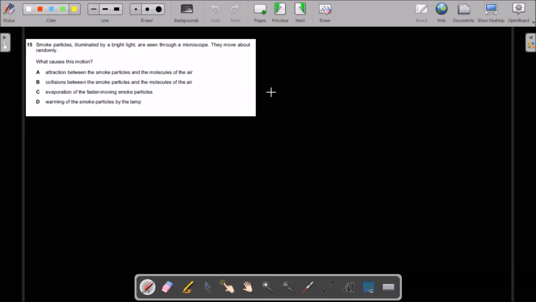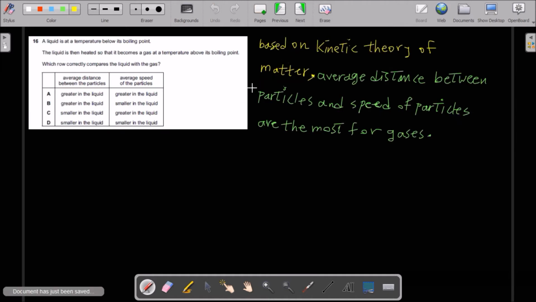We know that in Brownian motion, smoke particles are hit by air molecules. That's why, according to this definition, we can choose B. Collisions between the smoke particles and the molecules of the air. This is the right answer for question 15.